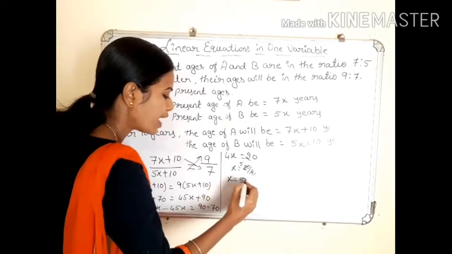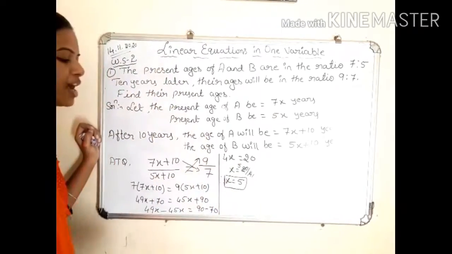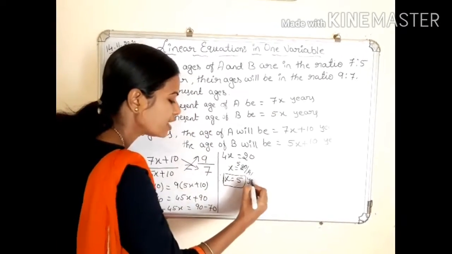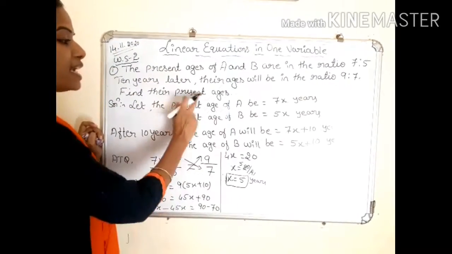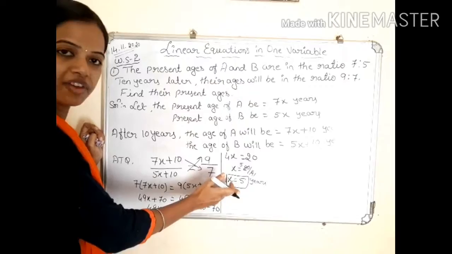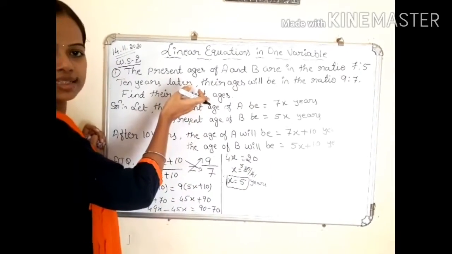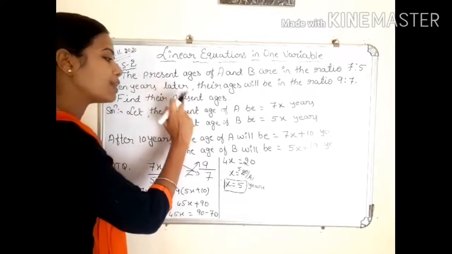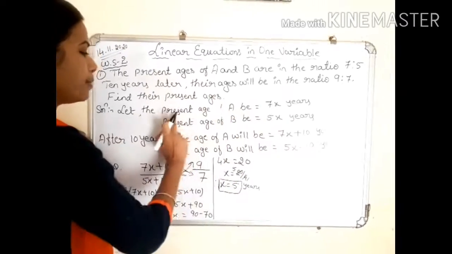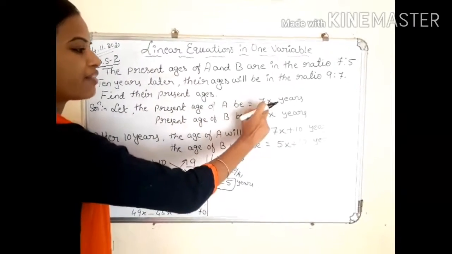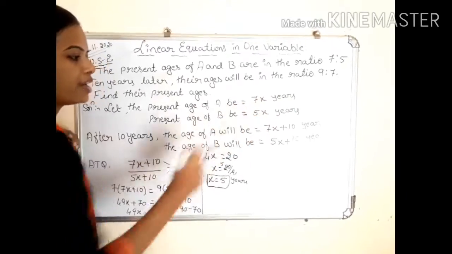x equals 5. Therefore, the x variable, what did we get here? 5. What is it? 5 years. Okay. Now you have to find the present ages. This is only the variable we found. You have to substitute it into what they actually asked in the question. Actually, they are asking what the present ages of A and B are. Present age, what did we consider here? Present age of A and B, 7x and 5x. Now you have to substitute the x value in 7x and also in 5x.